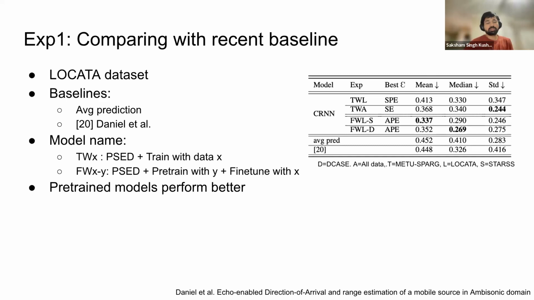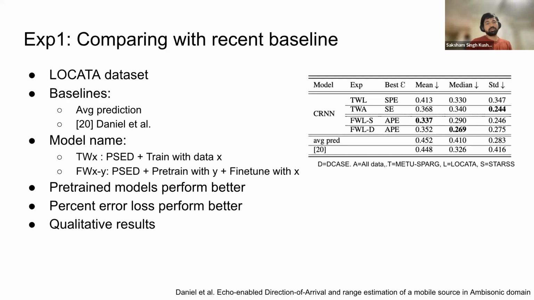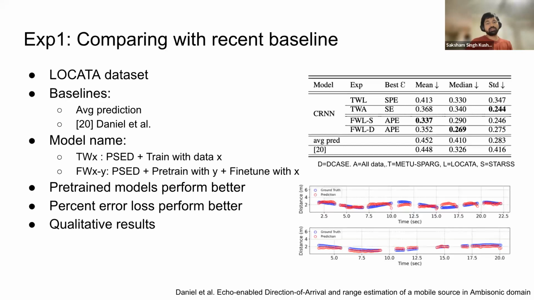From our experiments, we observed that our models improve as compared to the baseline on all metrics, and pre-training with bigger datasets helps improve the performance. Percentage error based loss functions perform better than the standard losses. Next, we compare the predicted and ground truth distance values for two test set examples, and we see that the predicted distance indeed follows the ground truth distance over time.